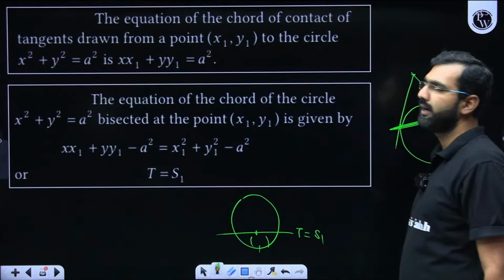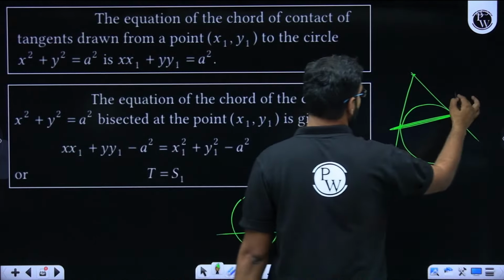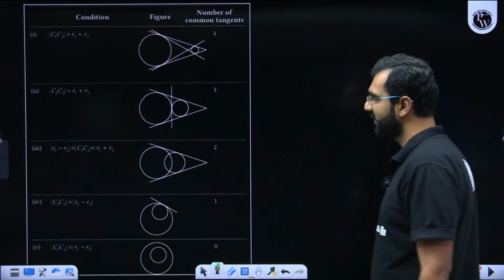I hope you remember that. So this chord of contact is given by T equal to 0. I hope you know what is T, what is S1, what is S.